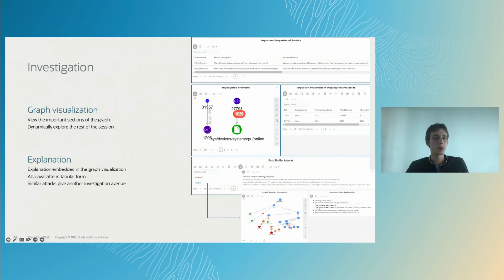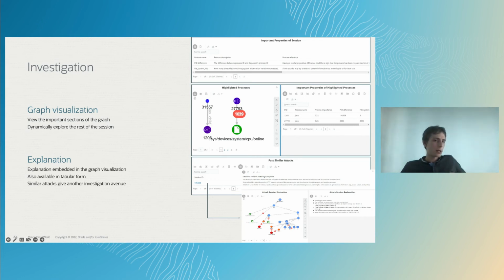Well, we need to be able to have an investigation by a security analyst. And so we do this by providing a platform where a session can be visualized as a graph and explored dynamically. And the explanation we generated before is integrated into this graph. And so it will tell you as you're looking through it, this node here, this process here is actually very important. You should look at it more carefully. And so that gives you a starting point to know what the session is doing.